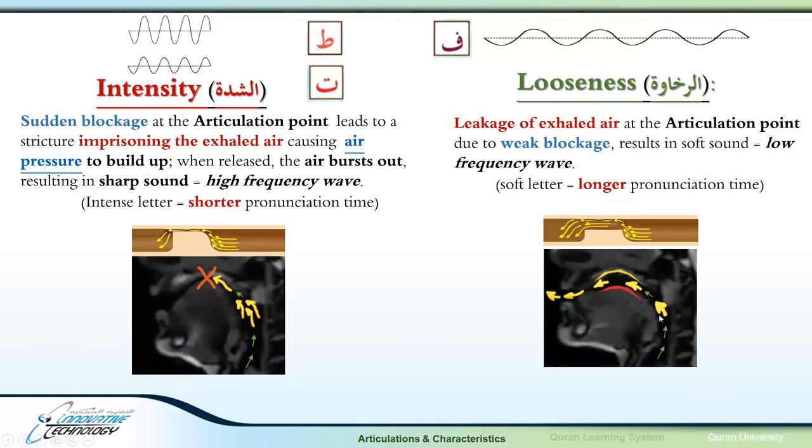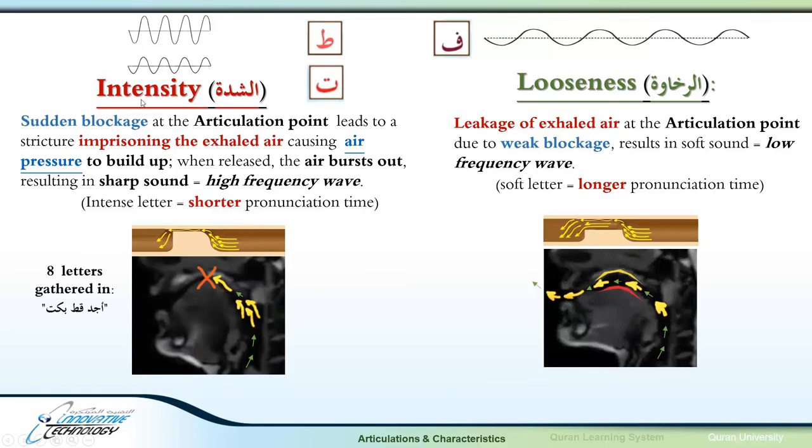Now, we'll see the air escaping between the hard palate and the tongue, so it's not really blocked as it is in the case of the intense letters, and that's why that air keeps on leaking around, and the f would never have the intensity of the ut or the it.